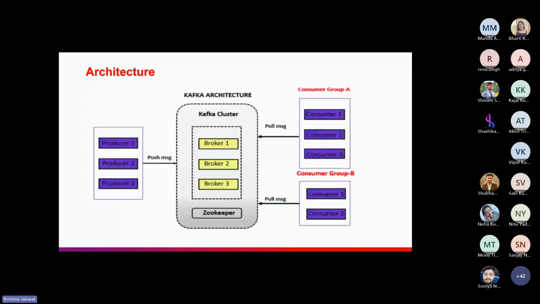Now this is the architecture of Kafka. Here we can see that a set of producers is pushing messages into the Kafka cluster, and Zookeeper is maintaining the Kafka cluster and the brokers. And we can see that there are two different consumer groups pulling data from the Kafka cluster. Consumer group one contains three consumers and the second contains two consumers.